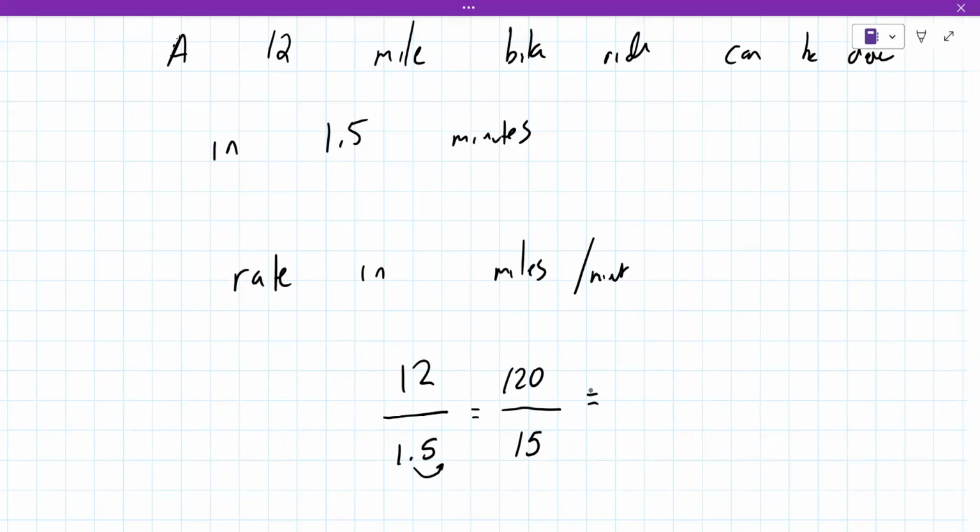So then, you can divide that out, or you can start dividing the top and bottom by the same numbers. I would reduce the fraction as much as possible.